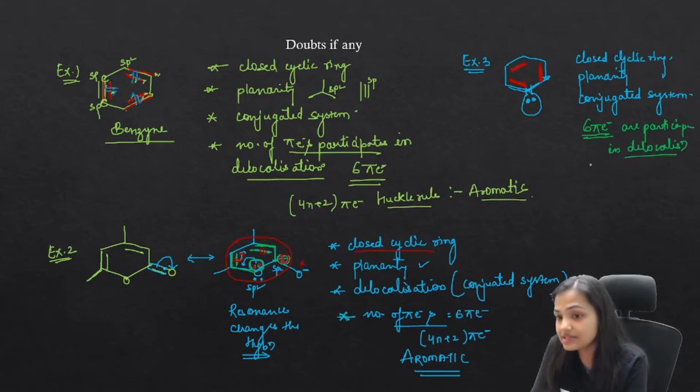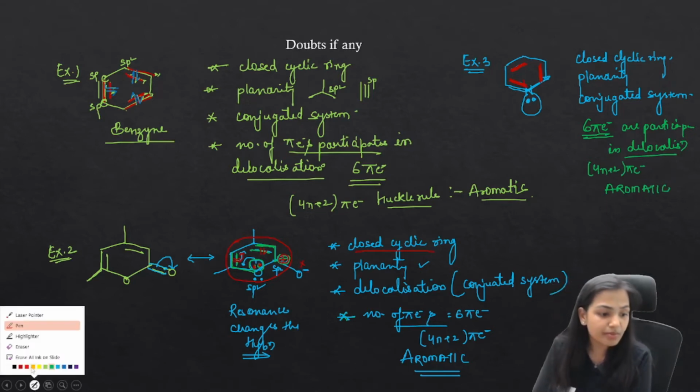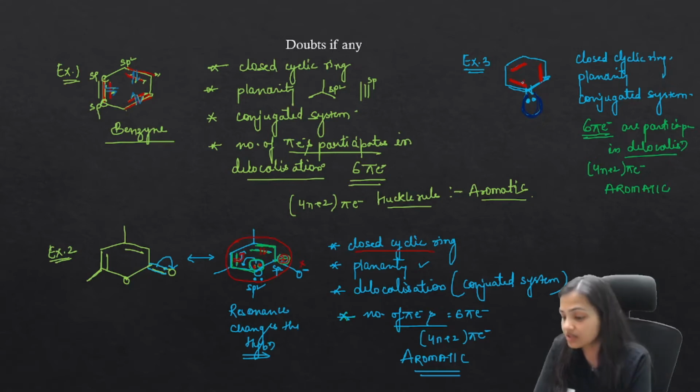So yes, this follows the 4n plus 2 pi electron rule and this is aromatic. This has to be aromatic. So please don't get confused by this lone pair. You know, this lone pair is perpendicular to the ring. So if it is perpendicular to the ring, it cannot participate in the delocalization.